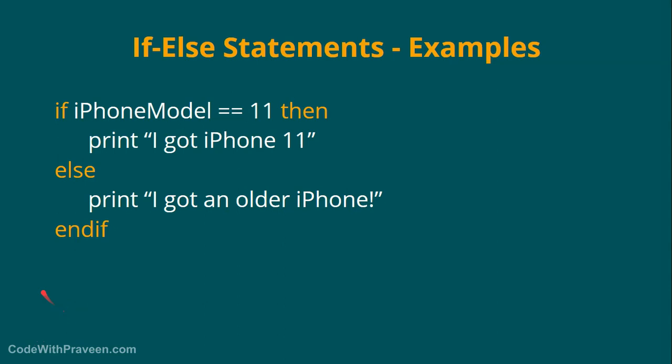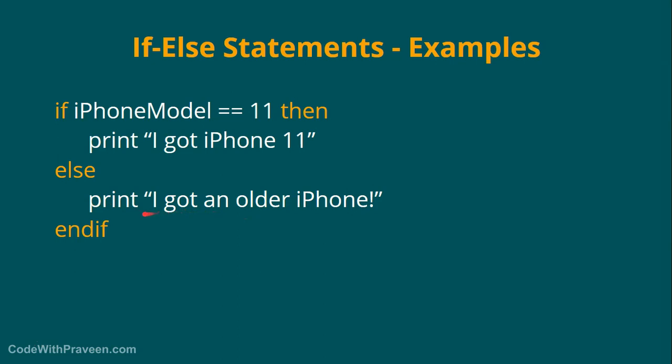Now here, as you can see, we are trying to use the same concept, except that we are using it for if-else statements. We have again the if iPhone model equals 11, then we are printing the iPhone 11, else in all other cases where iPhone model is not equal to 11, then it prints I got an older iPhone.